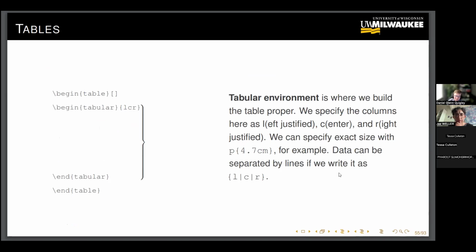The tabular environment is where we actually build the table proper. And in this example, I'm specifying that we have a left justified, a centered, and a right justified column. I could change this to be left, left, left, or center, center, center. It could be however I care, or however many columns I'm interested in. This is just telling the table, hey, you should format in this way.